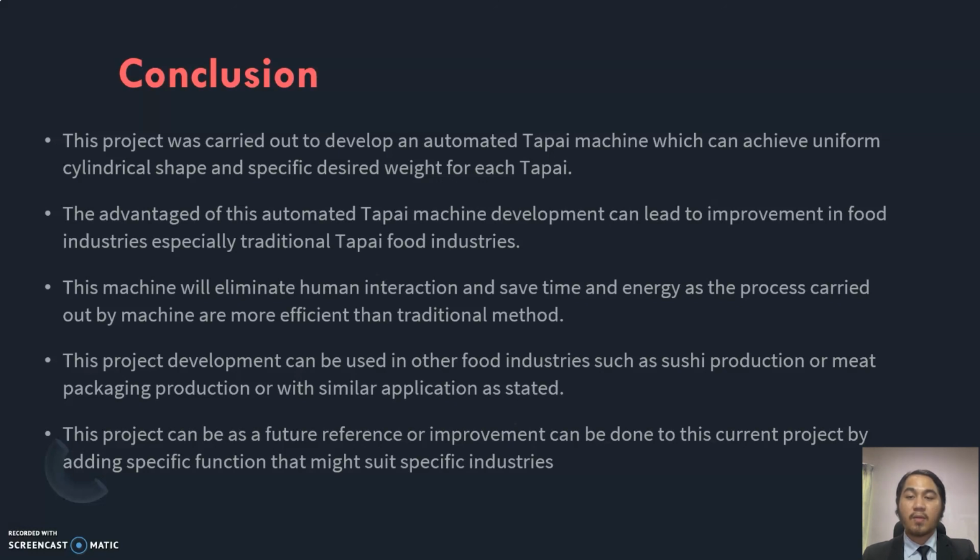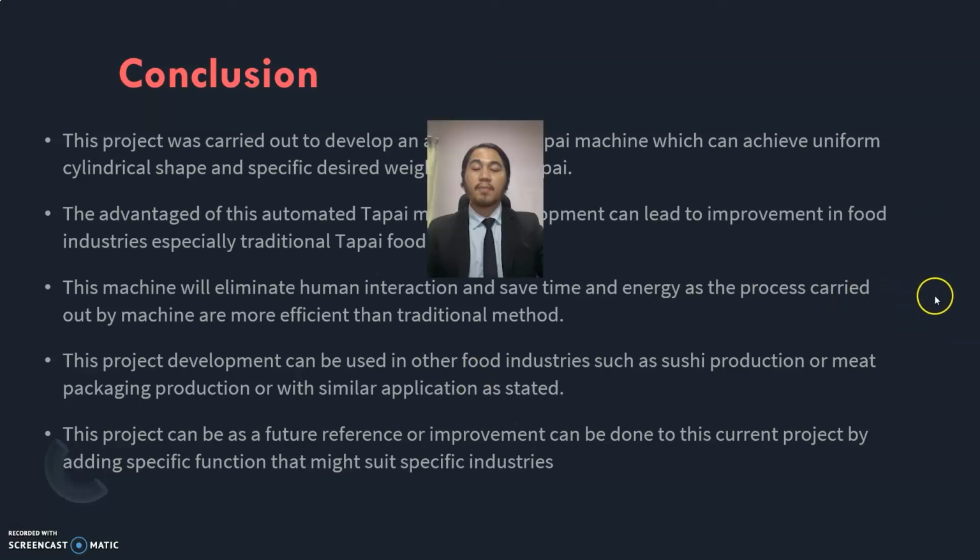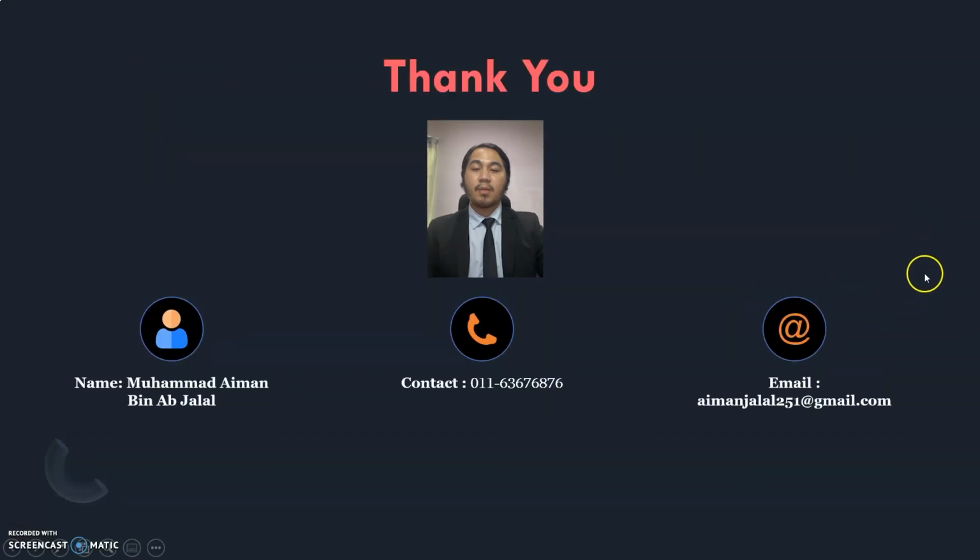This project development can be used in other food industries such as sushi production and meat packaging production, or similar applications as stated. This project can be used as a future reference, or improvements can be made to the current project by adding specific functions that might suit a specific industry. That's all from me.